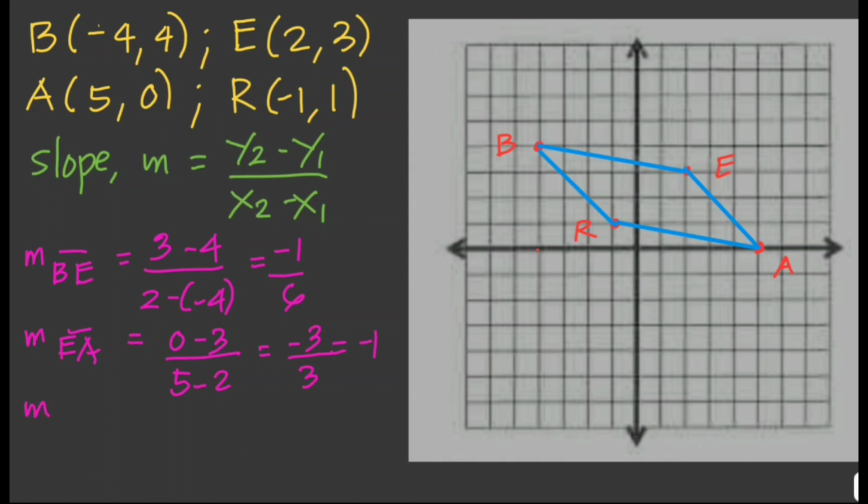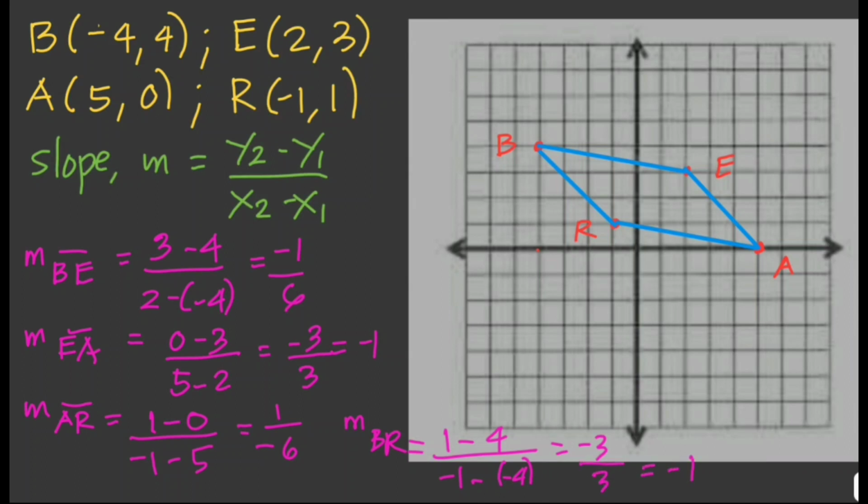And then the slope of AR, that is 1 minus 0 over negative 1 minus 5, so this is just equal to 1 over negative 6, or negative 1 over 6. And then the slope of BR, which is just 1 minus 4 over negative 1 minus negative 4. This is just negative 3 over 3 and equals negative 1.